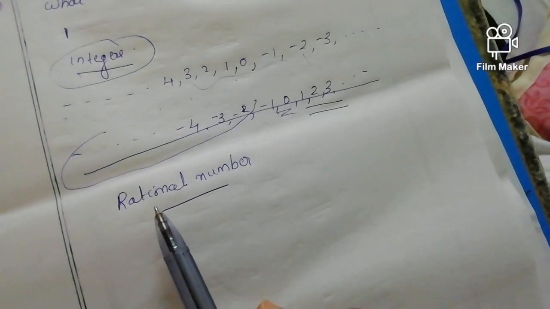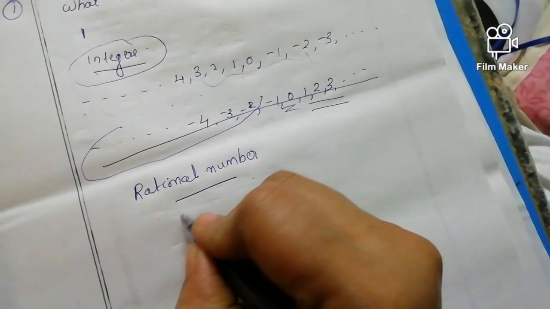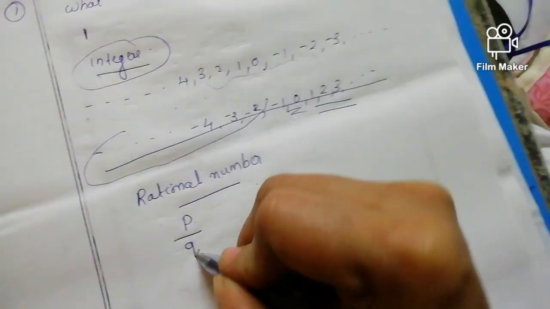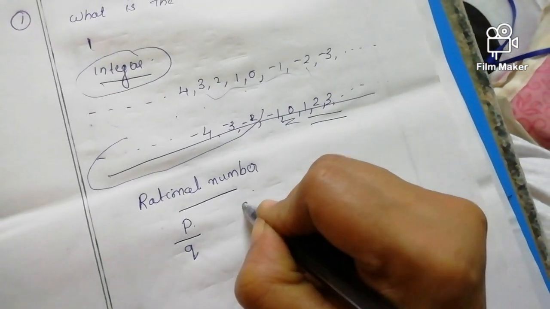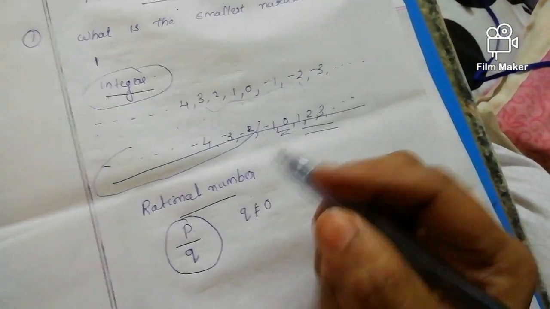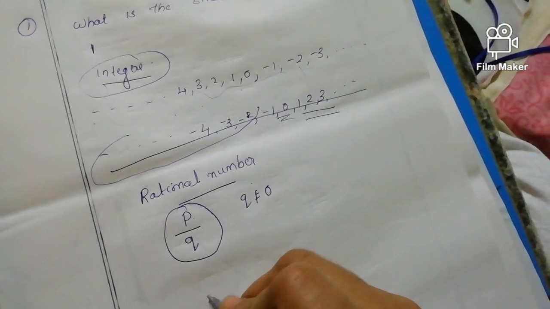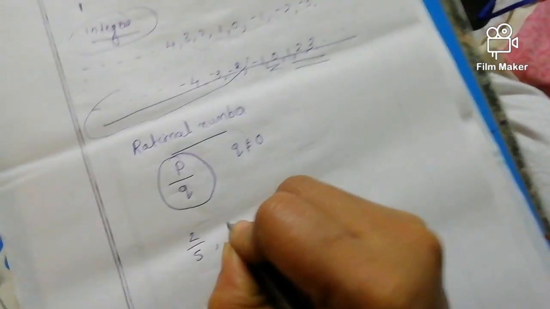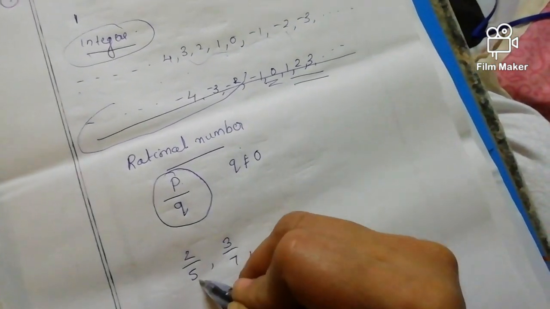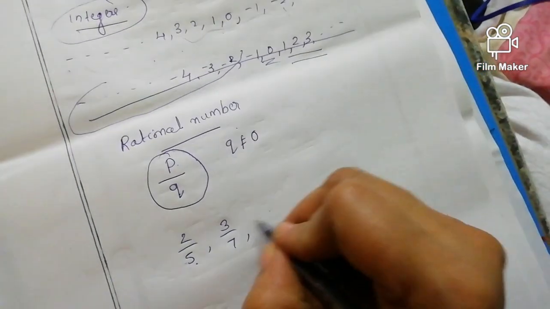Our first topic is rational numbers. What is the form of a rational number? The rational number form is p by q form. This p and q are integers, and one more property, this q is not equal to 0. If numbers are written in this form, we can say the number is a rational number. For example, 2 by 5, 3 by 7 are also rational numbers, and 2 and 5 are integers, and our denominator is not equal to 0.